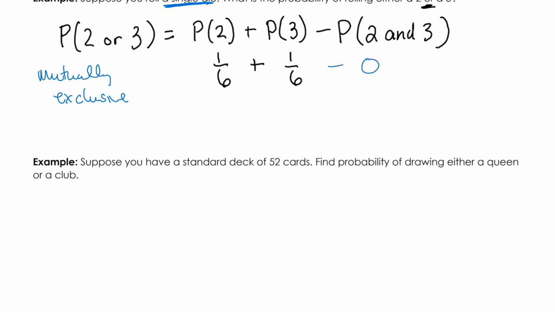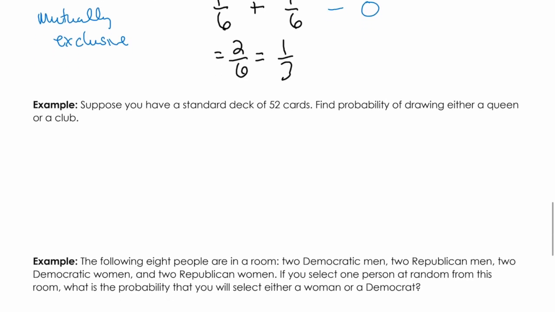So the probability of getting a 2 and a 3 would be 0. So I don't have to worry about calculating that. I'm going to take 1/6 plus 1/6 and add them together, and that gives me 2/6, which is 1/3. So the probability of rolling a 2 or a 3 when you just roll one die is 1/3.